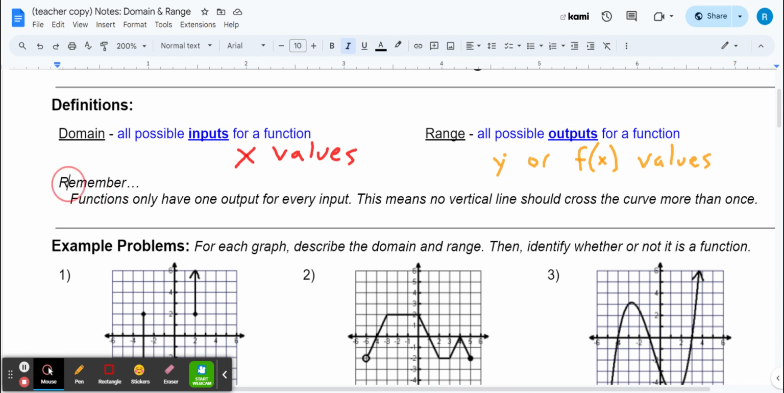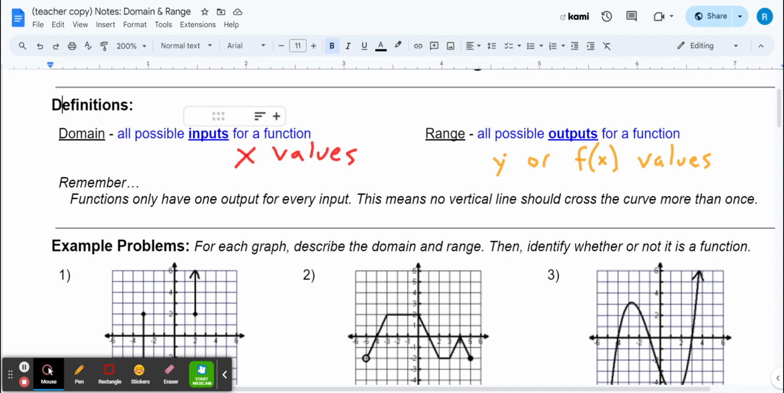One final thing to remember before diving into our example problems is that we are only going to have one output for every input. What this means is that no vertical line should cross our curve more than once. We touched on this before. I want to spiral it in again.